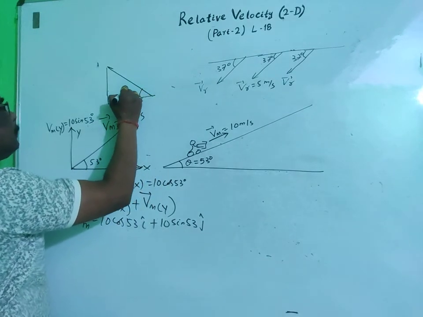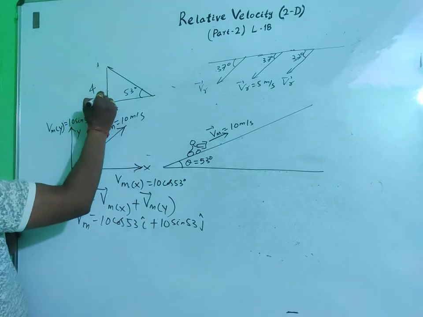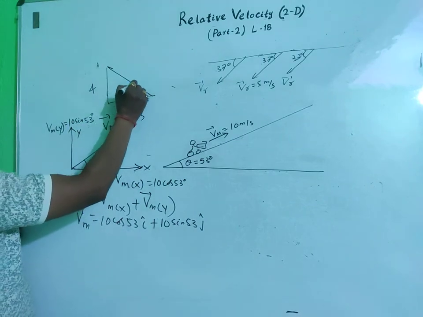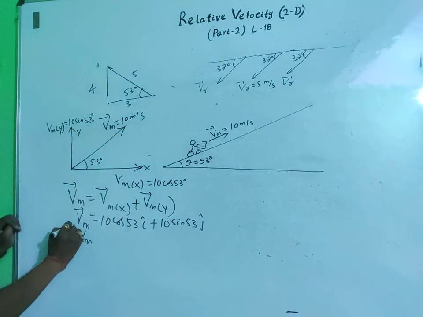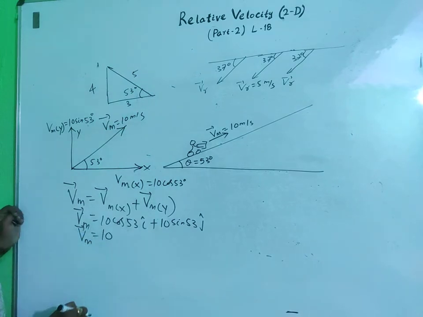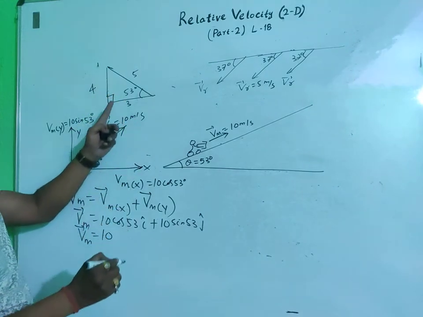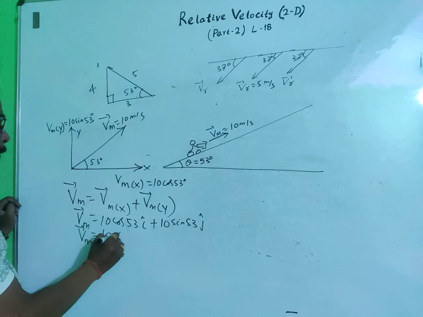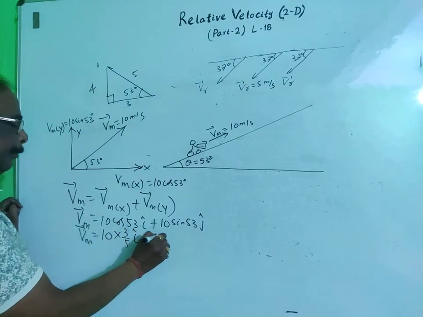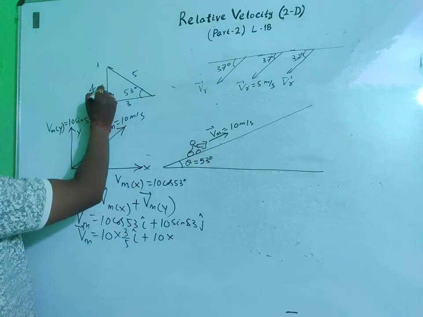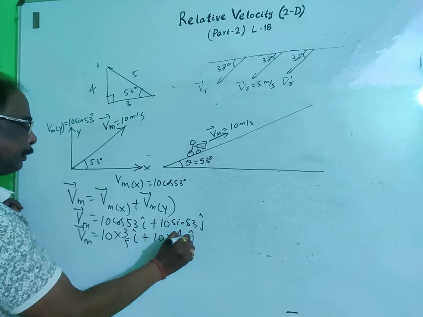If this angle is 53 degrees, then this side is 4 meter, this is 3 meter, and this is 5 meter. Then velocity of man is equal to 10 cos 53, cos 53 is base upon hypotenuse, 3 by 5, into i cap, plus 10 sin 53, perpendicular upon hypotenuse, 4 by 5, j cap.